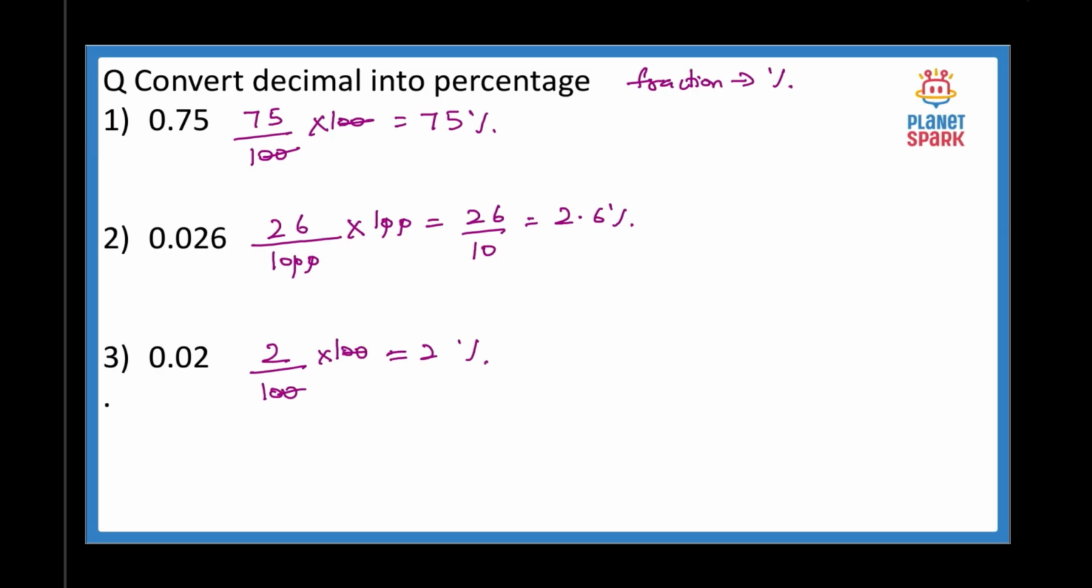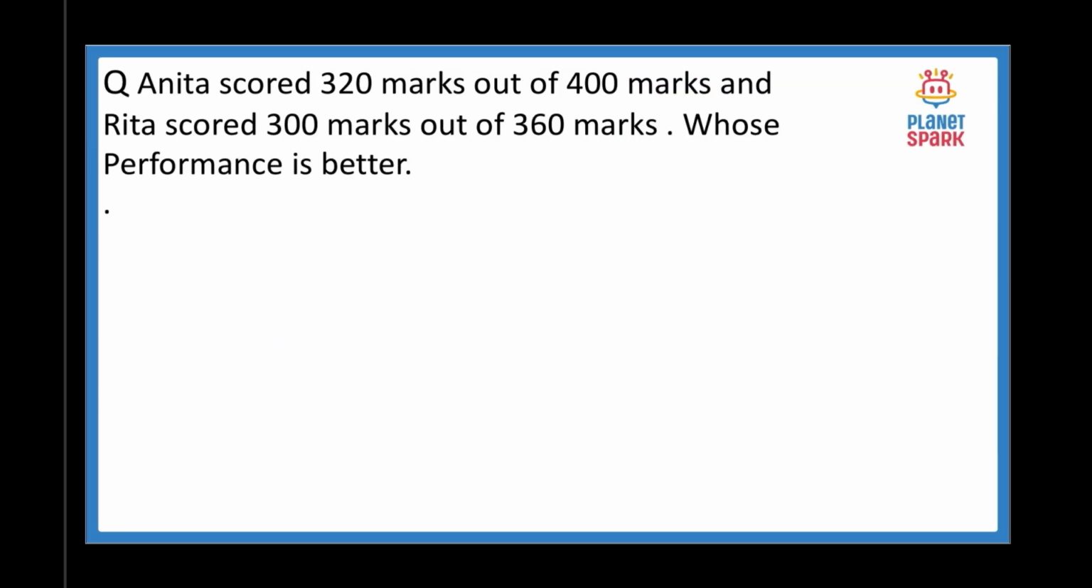Let's have an application based question of percentages. Anita scored 320 marks out of 400. Rita scored 300 marks out of 360. Whose performance is better? Now, Anita has scored 320 out of 400. 320 is what she scored. 400 was the total marks. So, if I convert it into fraction, Anita's marks will become 320 upon 400.